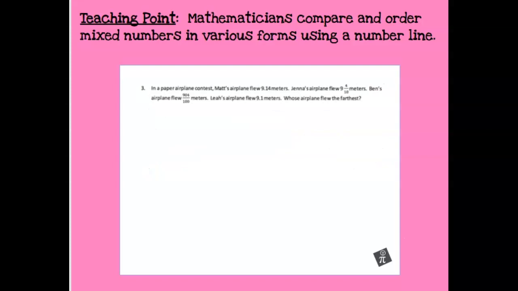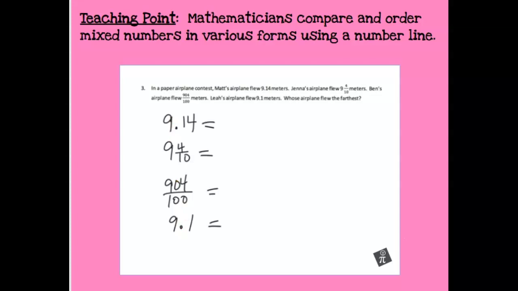And the last problem is Matt's airplane flew 9.14 meters. And then Jenna's airplane flew 9 and 4/10 meters. And then Ben's airplane flew 904 over 100 meters. And Leah's airplane flew 9.1 meters. All right, so whose airplane flew the furthest? The idea is, let's get all of these in decimal form because that's going to make our life a little bit easier.